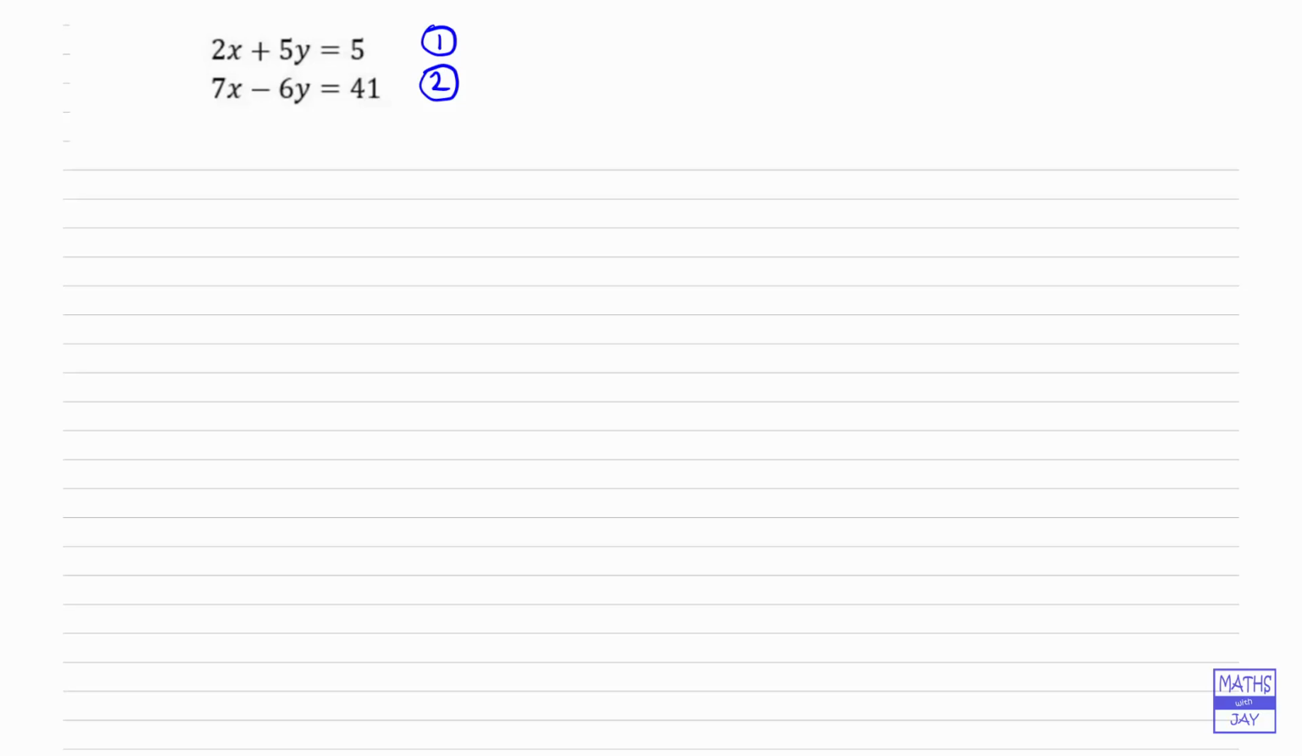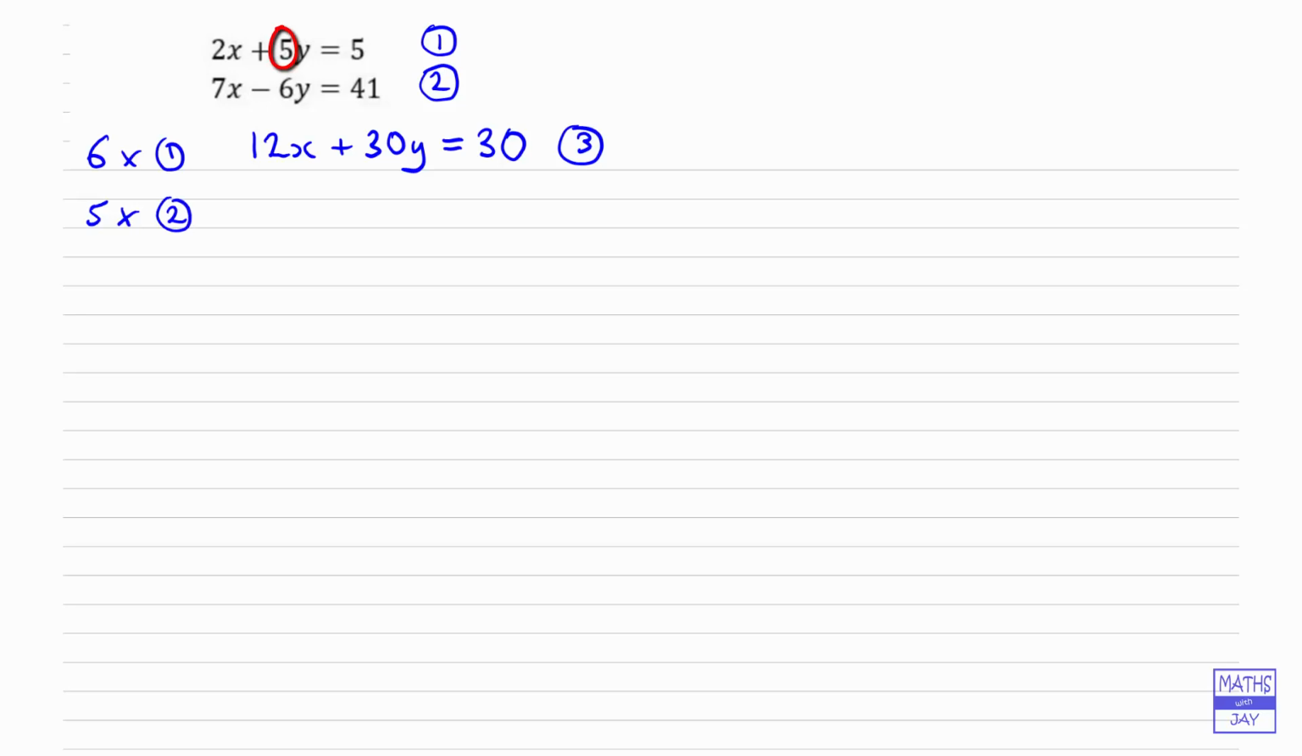So that means we are going to multiply the first equation by 6. So that will give us 6 times 2x is 12x, 6 times 5y is 30y, and 6 times 5 is 30. So that's a new equation, so we'll call that equation 3. And then we'll multiply the second equation by 5.